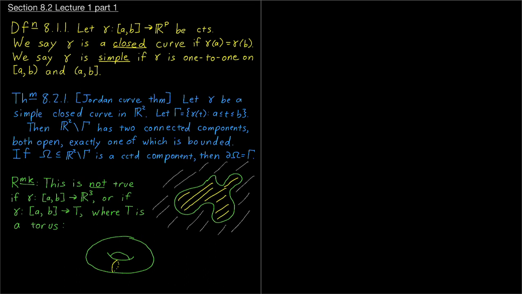So to prove the Jordan curve theorem, you need to somehow use the fact that you're in R^2, not R^3, and also the fact that you're in R^2, not on the torus. So it's actually quite difficult. So we won't prove it, we'll just take it as given. Here's another definition we are going to need.